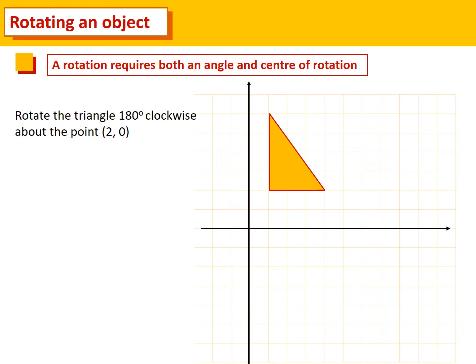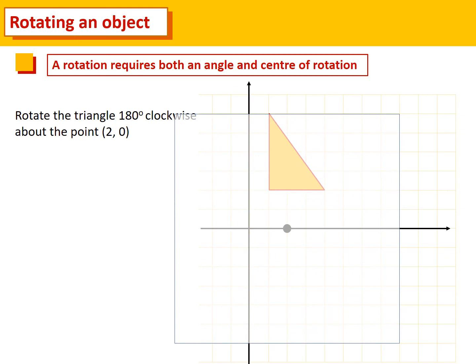Here in our second example, the angle is 180 degrees and it's about the point 2, 0. Focusing on the angle first, you don't have to use a north line, I do. If we are using a north line and we rotate that 180 degrees, then it will end up facing south. Now let's consider the center of rotation, the point 2, 0, and there it is marked on the diagram.